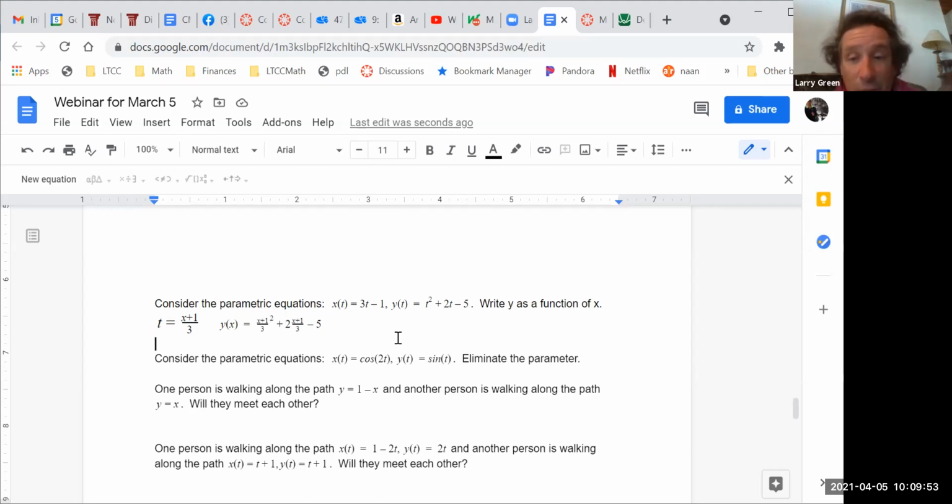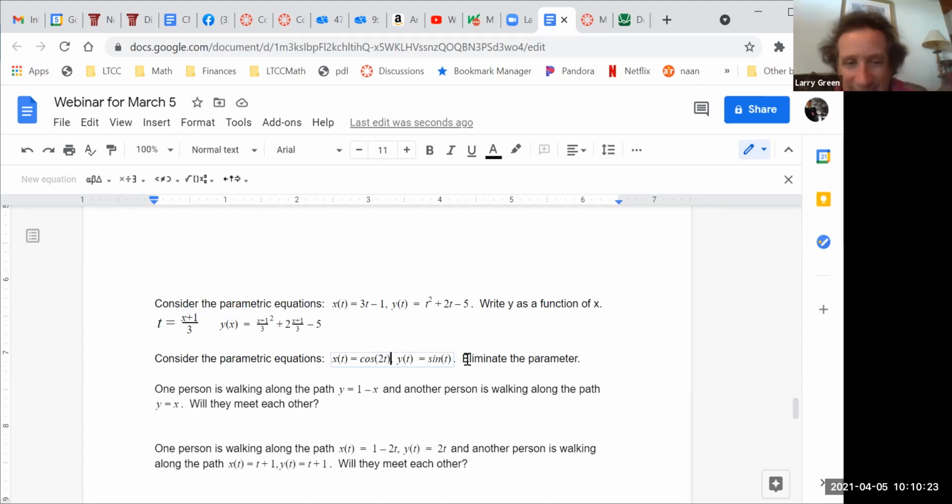Okay, this could be brutal, by the way, had both of these be 5th degree polynomials. Good luck solving. Or even this one: x of t equals cosine 2t, y of t equals sine t. If I don't want to use arc sine or arc cosine, can I still do this? And the answer is yes, but you've got to remember your trig identities.